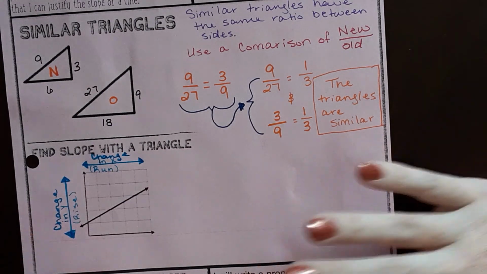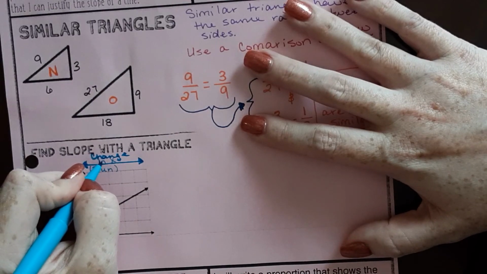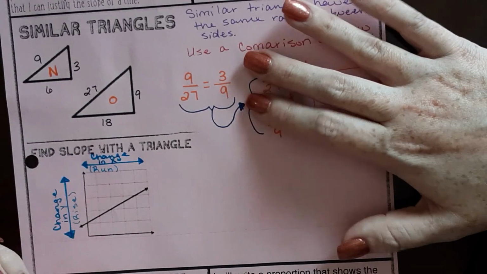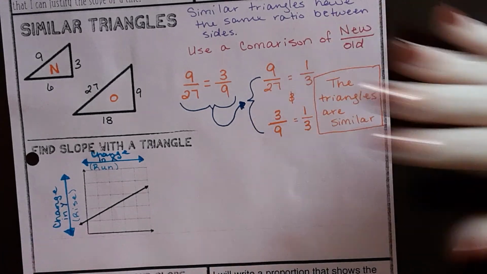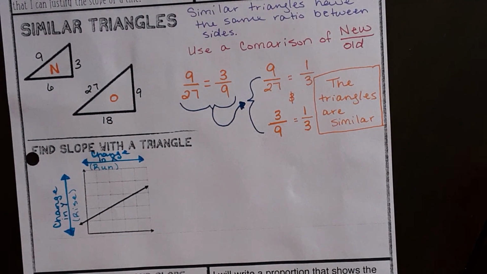In younger grades, we called it rise over run because it was an easier method for you to remember what was happening. We now call it change in y over change in x because you're able to understand that when you're talking about vertical movement, you're moving along the y-axis, and when you're talking about horizontal movement, you're moving along the x-axis.